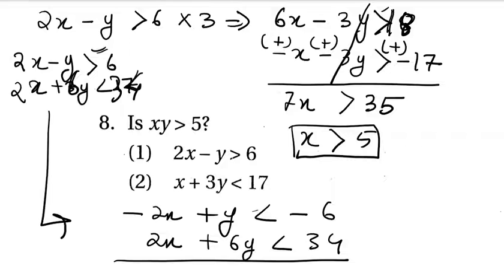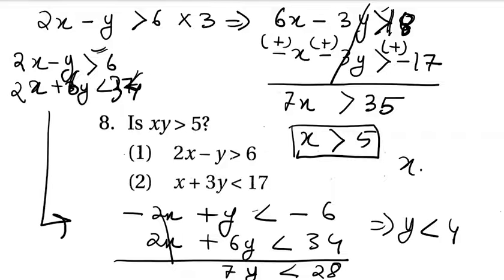Alright, so I cancel this out, then I get 7y. 7y is less than 28. That implies y is less than 4. So y is less than 4. Now if I multiply them, x dot y, so that will be 5 into 4. You see, x into y, 5 4s are 20.